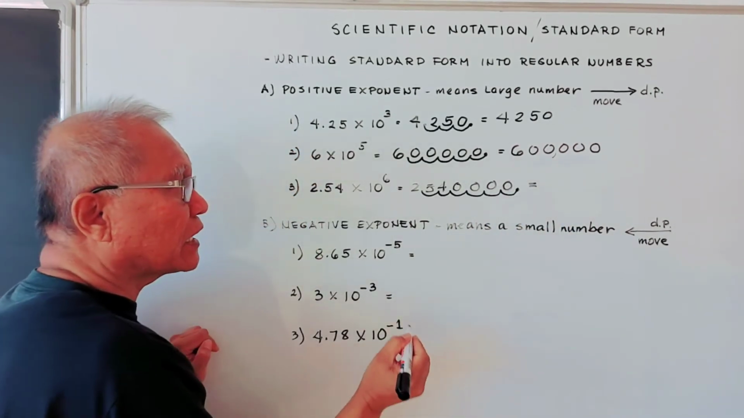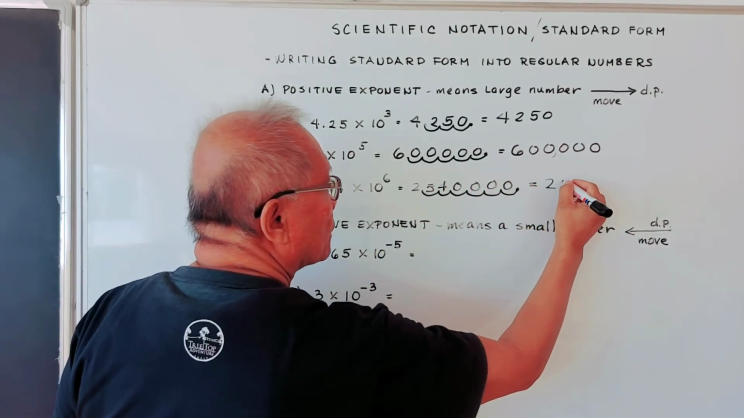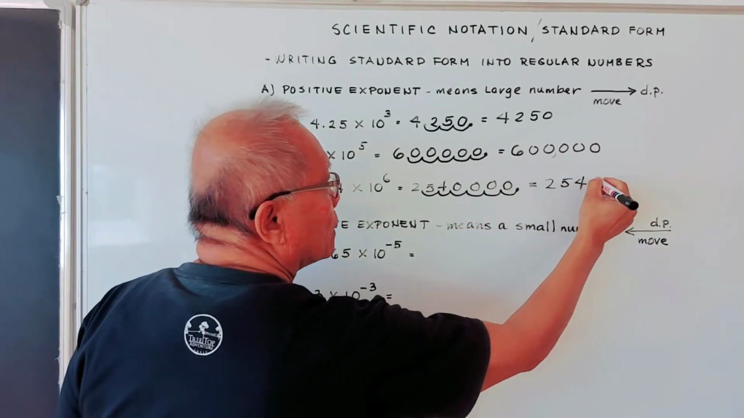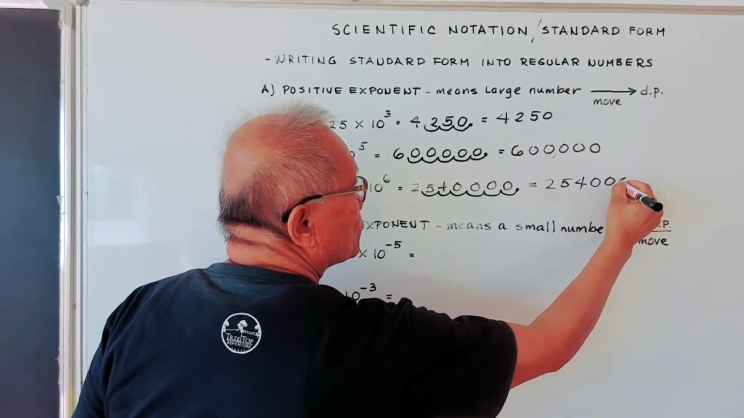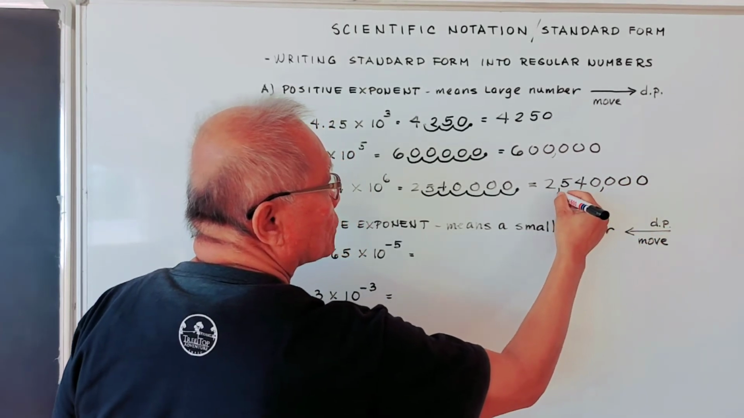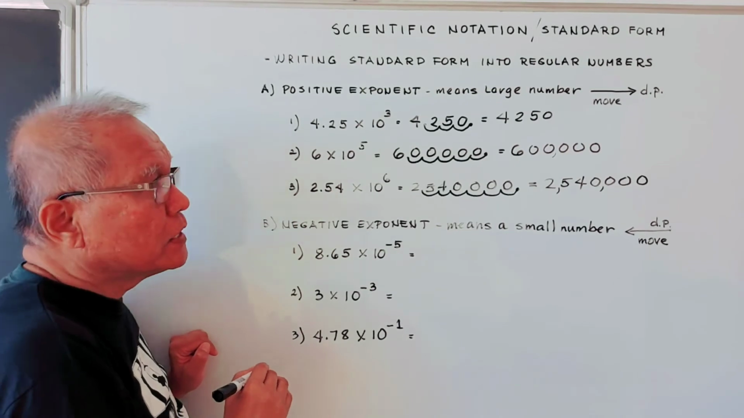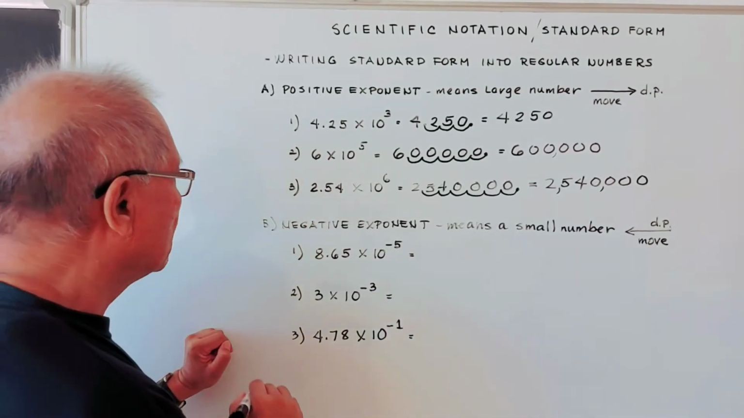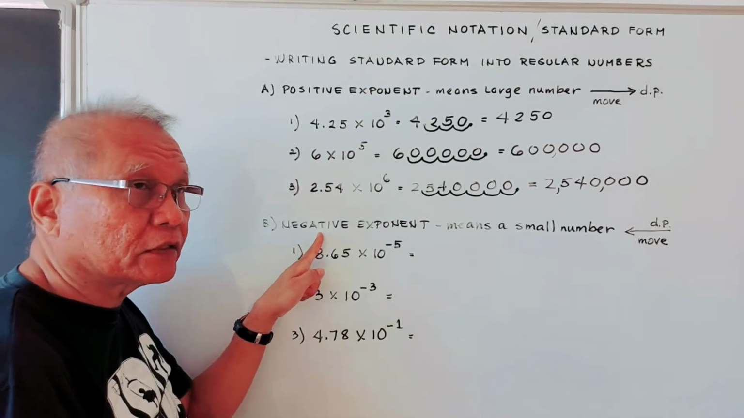Okay. And then copy again. 254. And how many zeros? 1, 2, 3, 4. So you have 1, 2, 3, and 4. You may put a comma here to separate it by thousands. So you have 2,540,000. So let's have now the negative exponent.